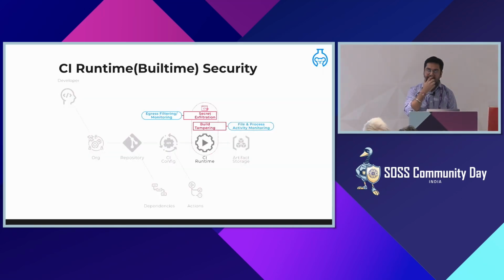But the interesting thing is that CI itself is just a traffic source. It's not a traffic sink. So I think just an egress filter is imperative. You don't really need anything else there. And my talk will be mostly about that, not about the other threat vector, which is the build tampering one.